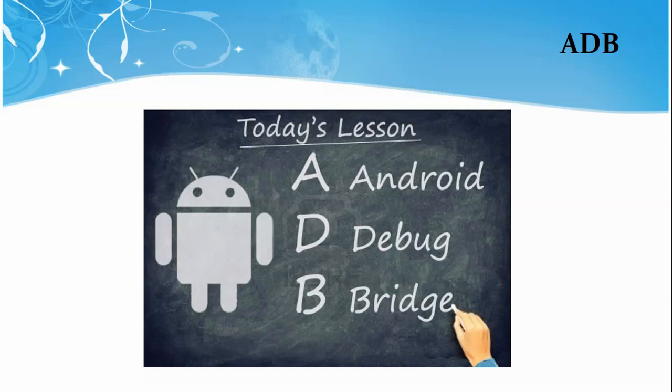So when there are two people, obviously there is a bridge between them. It is not always available, it is only when you require it. So there is a bridge between these two, and that bridge is called the Android Debug Bridge. Short form is ADB. Please remember, it's very important.